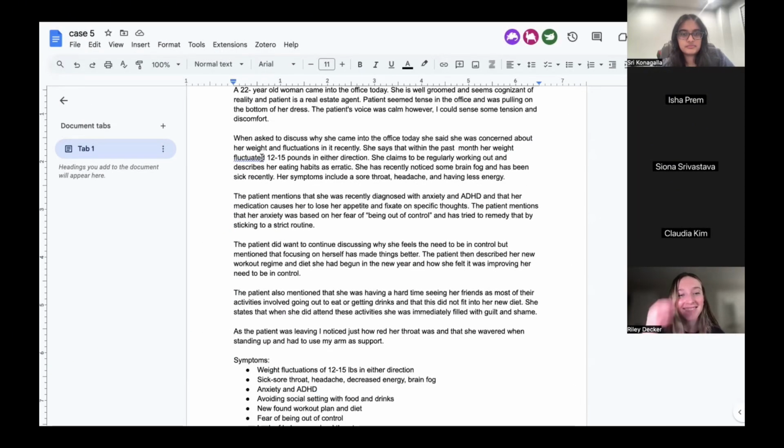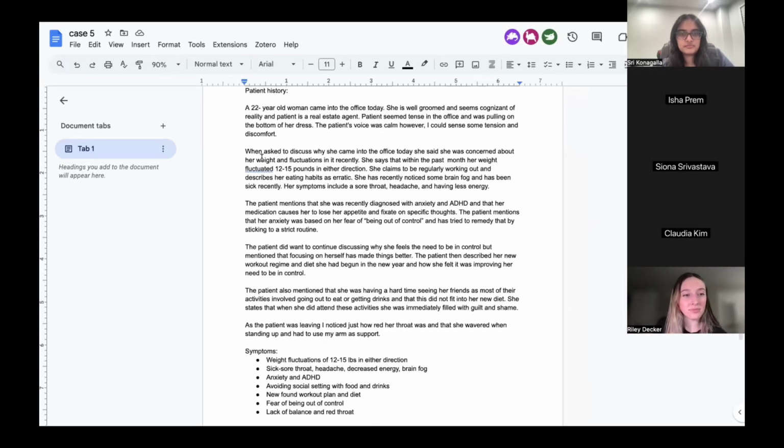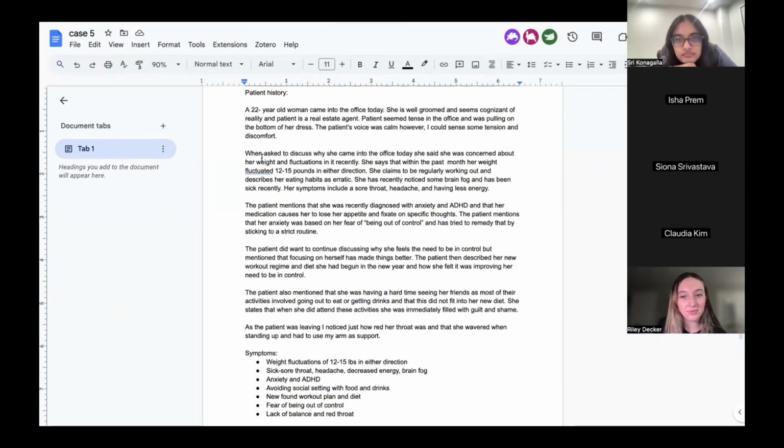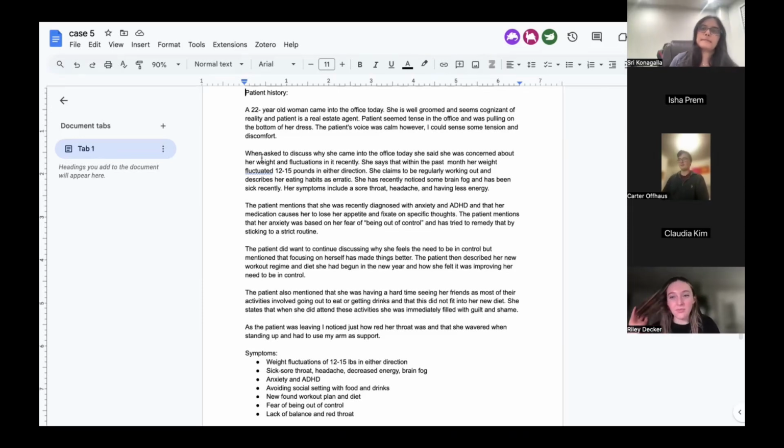Originally, we thought our diagnosis would be bulimia nervosa, but someone else already said that. So it might be that or anorexia. We'll stick with our original answer of bulimia. So I'll elaborate towards the end. Yeah. So we thought it was bulimia because the patient came in and talked about fluctuating weight and how she'd been working out and then her eating habits were kind of crazy.